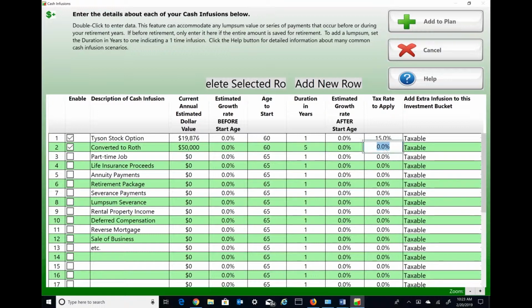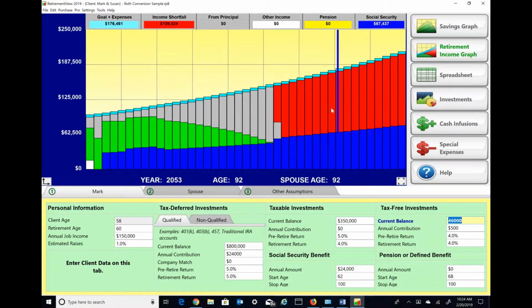But we're going to set the tax rate because he's going to owe ordinary taxes on that. So what do you think is the rate? 15%, 20%, 17%? I would say 15 to 20 would probably be the rate. All right, let's do midway, 17.5. Okay. And then where are we going to add it? Tax-free. That's our Roth bucket. So all we did was take it out of the 401k and then push it into the tax-free bucket, and we're doing it over 5 years. So it'll be a total of $250,000 converted minus the taxes. Okay, so we add that into the plan.